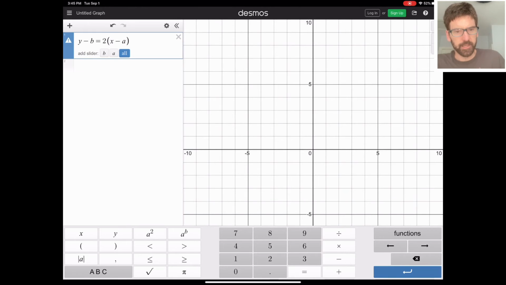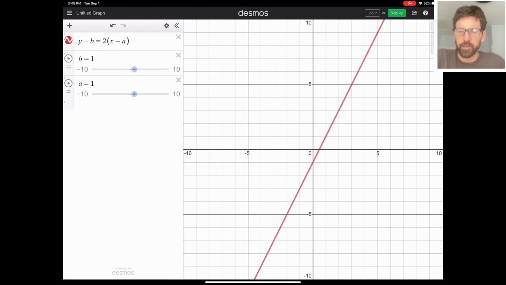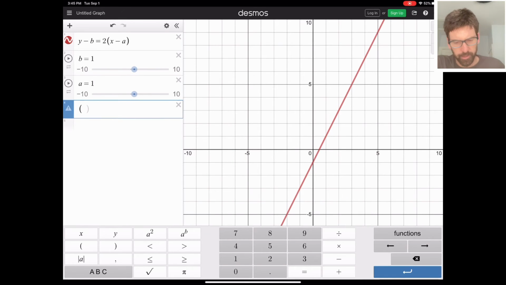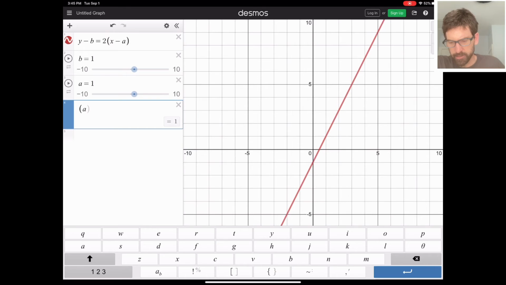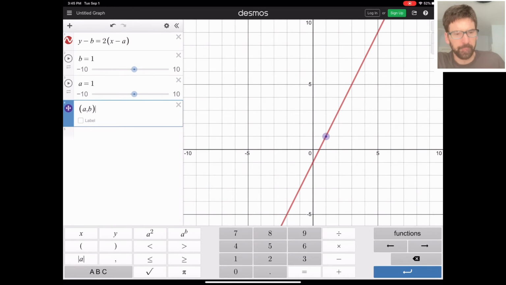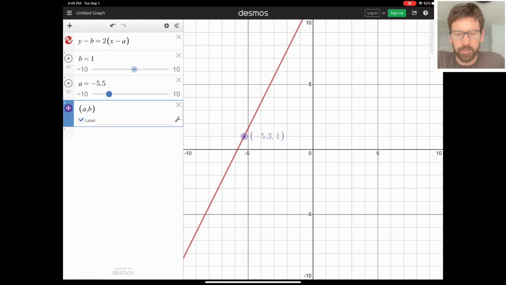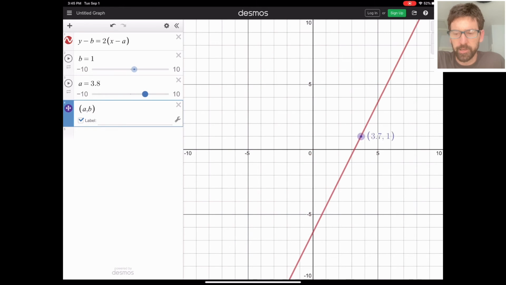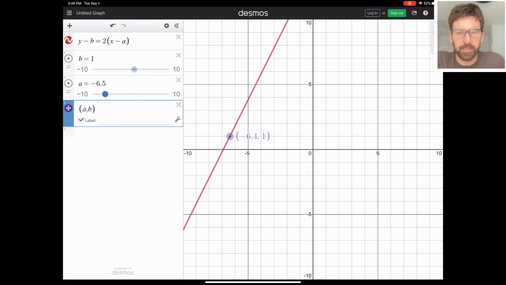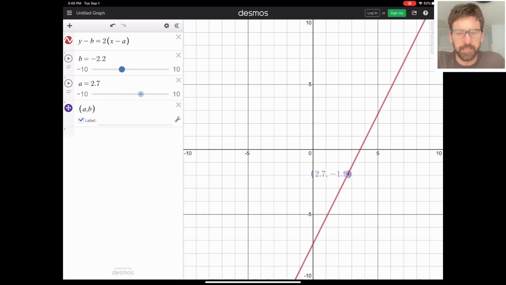Okay, so let's add some sliders. So it looks like a and b, or let's also type in the actual coordinates of the point, the point (a, b). Okay. And we could label that right there. Cool. So let's drag things around. Okay. So I think what you're seeing is that the slope of this line has stayed locked in at 2. The slope of the line doesn't change.